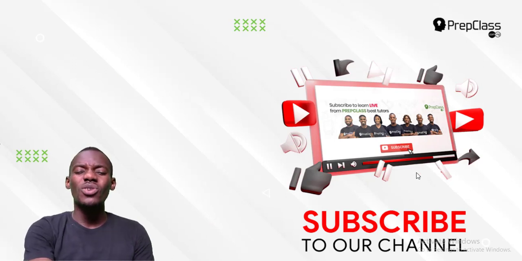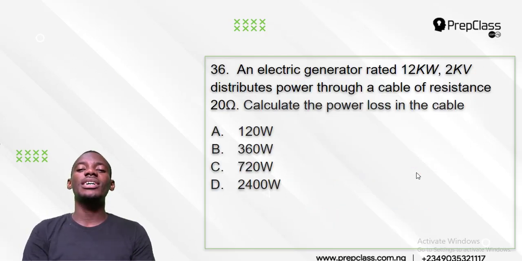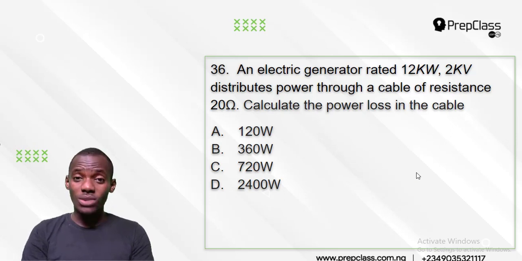Now let's go to question number 36. An electric generator rated 12 kilowatts, 2 kilovolts, distributes power through a cable of resistance 2 ohms. Calculate the power loss in the cable.